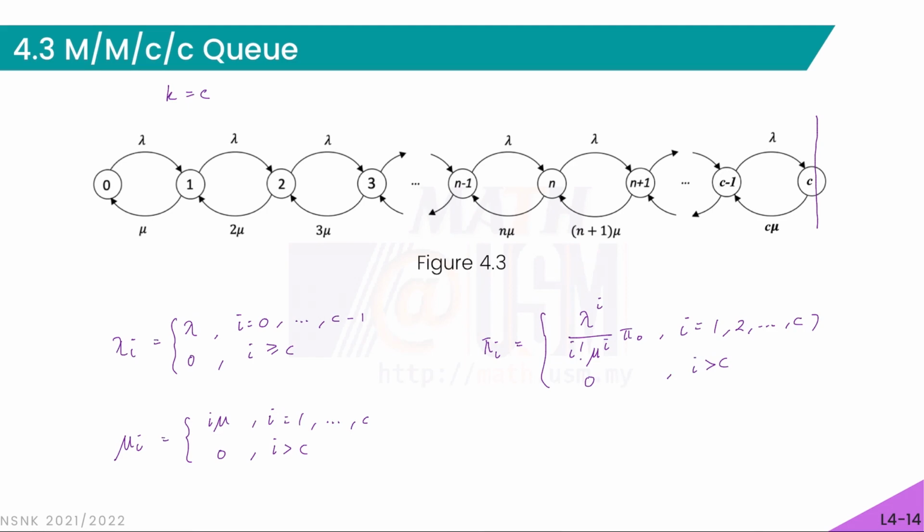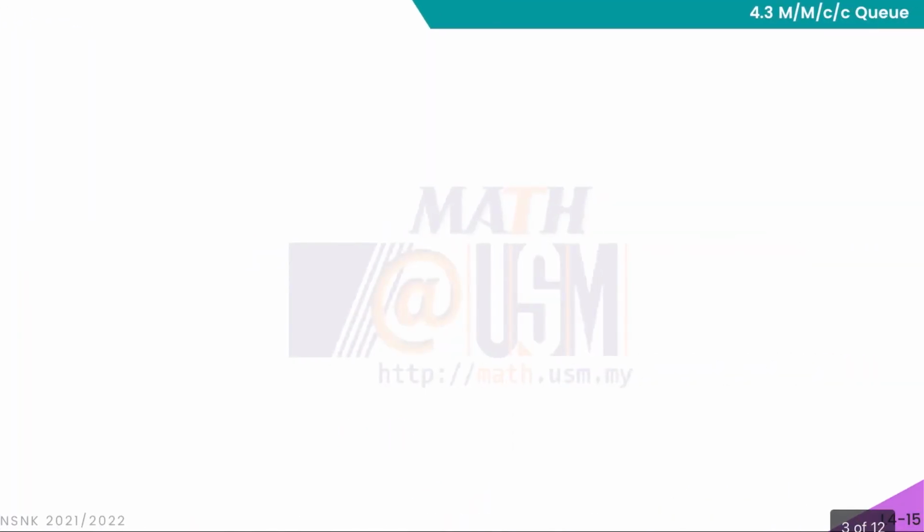Okay, so next we're going to try and obtain the value of pi naught. For that, let us first denote R equals to lambda over mu to simplify. So then we will have our pi_i equals to R to the power of i over i factorial times pi naught for i equals to 1 until C, and 0 for i greater than C.